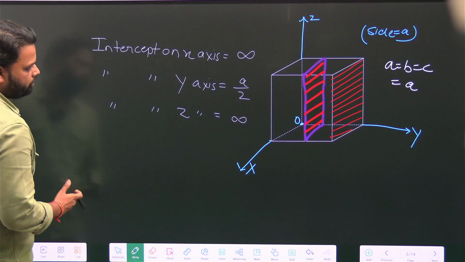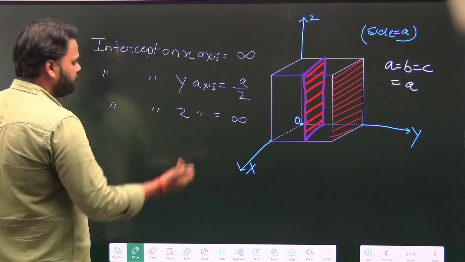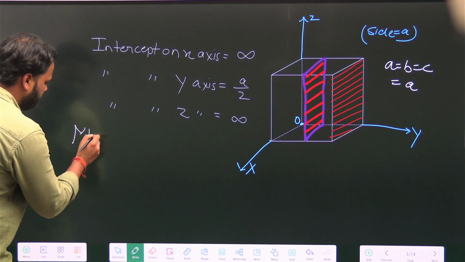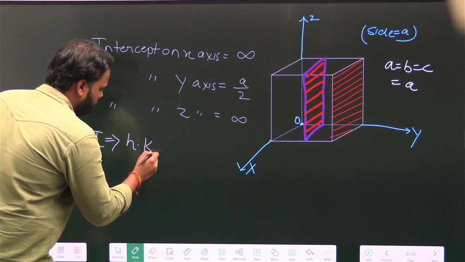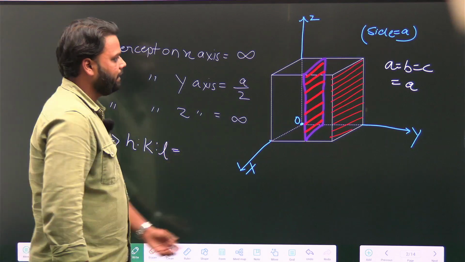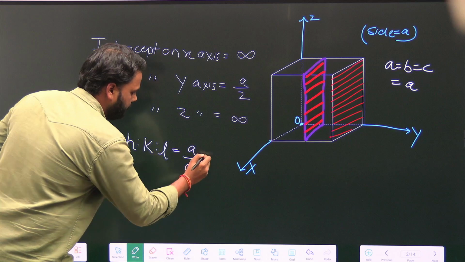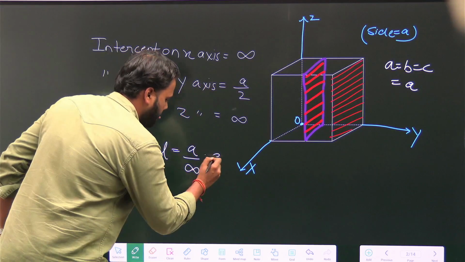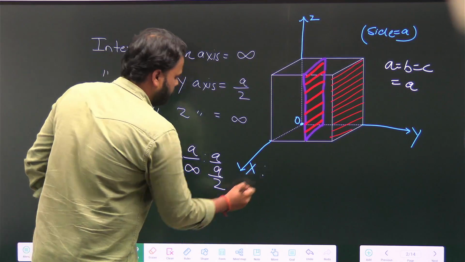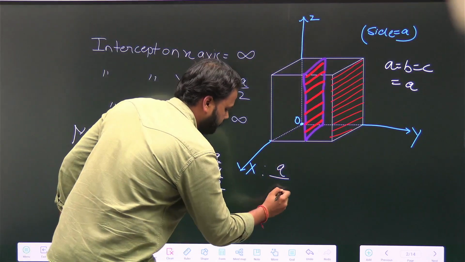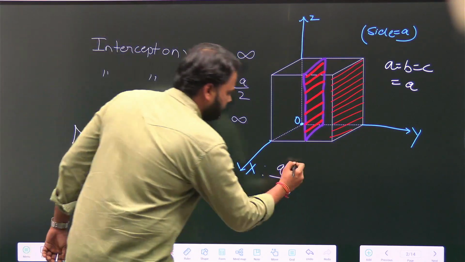Okay, so we have got the intercept. We know the lattice parameter. Let's find out the Miller indices. What will the Miller indices be? H is to K is to L, that is lattice parameter A divided by infinity, is to A divided by A by 2, is to A divided by infinity. Clear hai? Okay, so what will be the Miller indices here? Miller indices कितना हो जाएगा?